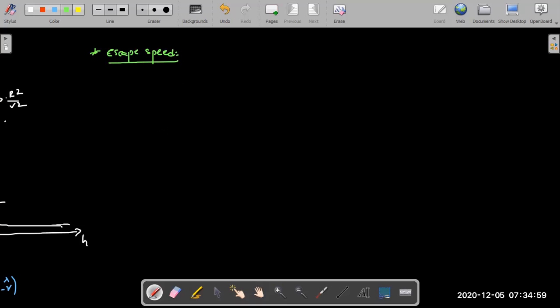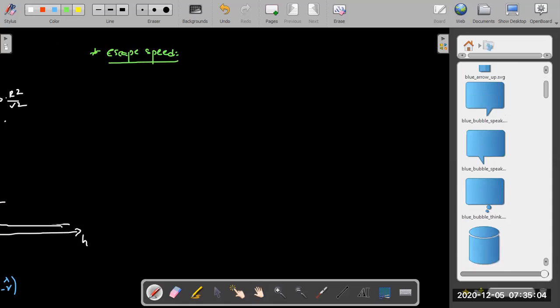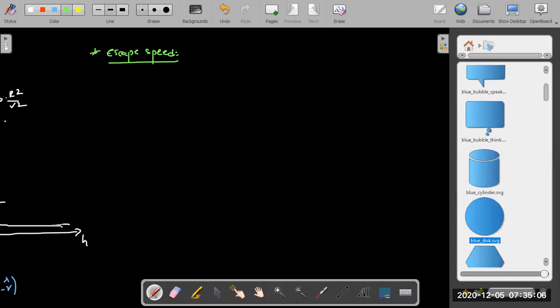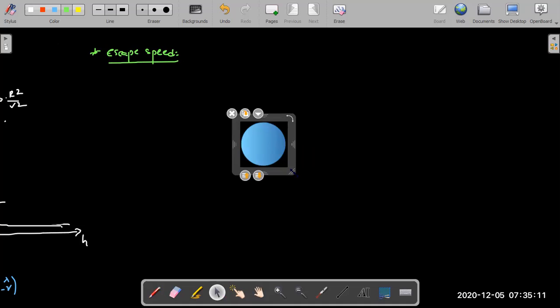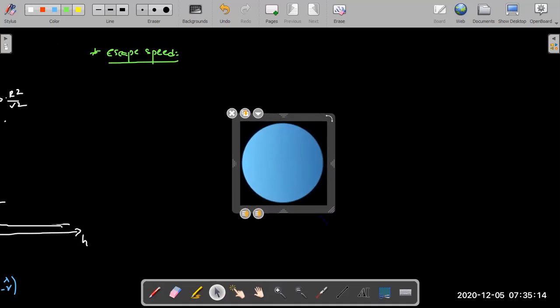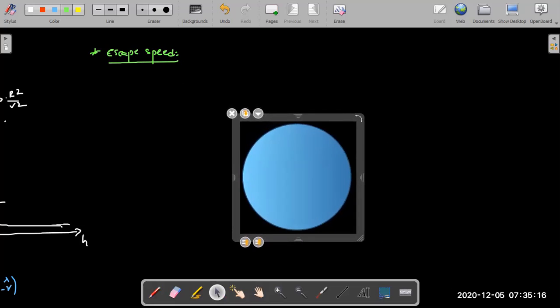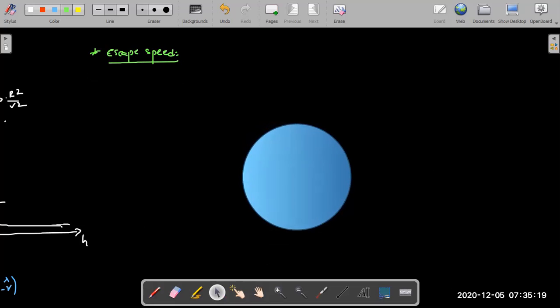Let's talk about escape speed. Now the thing is that when we are on the surface of the Earth, gravity will be pulling us backward no matter how fast you throw any object. It will be forced to fall back. But let's say you want to throw a block or a ball of mass m from the surface of the Earth, capital M, with such a speed so that it will never come back.